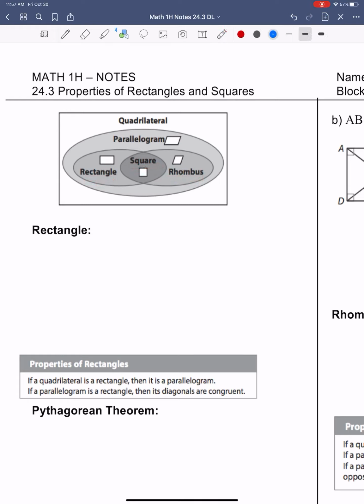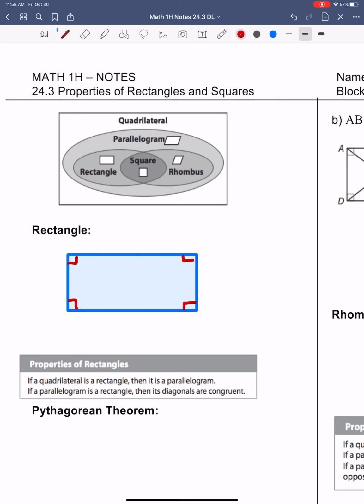So first, I'll jot down a rectangle so that we can look at it visually. All right, so we got our rectangle there. It says if a quadrilateral is a rectangle, then it's a parallelogram. That means that the opposite sides are parallel, the opposite sides are congruent, and the diagonals bisect each other. But then a couple other properties here for a rectangle. We know that we need to have 90-degree angles here, so 4 90-degree angles.